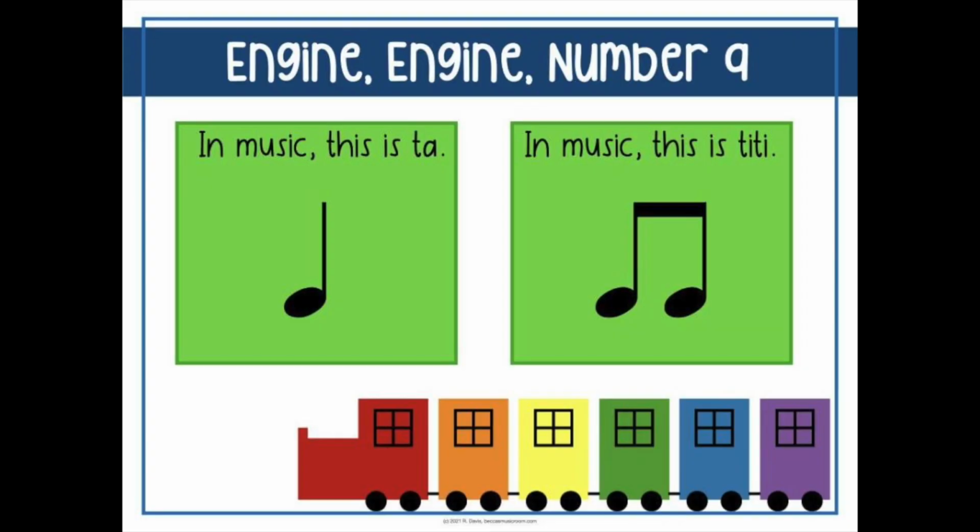So in music, if we have one sound on one beat, we were calling it short, it's really called ta. Can you say ta? And they say ta. I'm like, great. And then I pop up the picture and I'm like, this is what ta looks like. If we have 2 sounds, we actually call it ti-ti. Can you say ti-ti? Great. Here's what ti-ti sounds like.